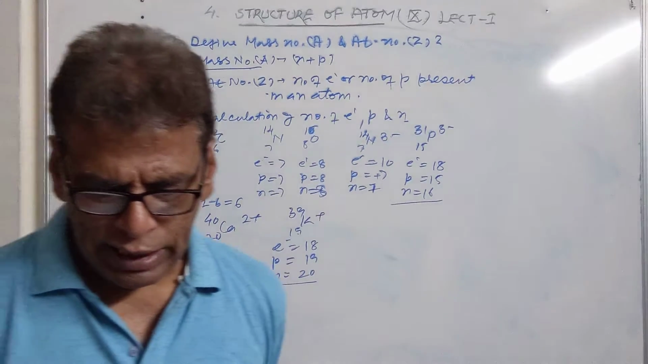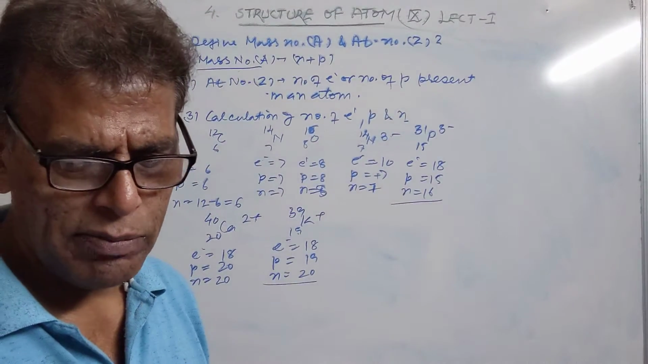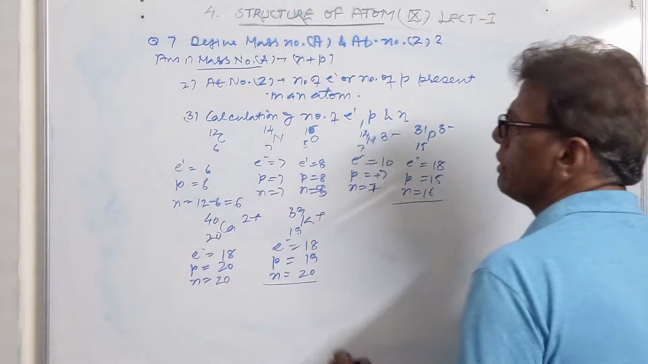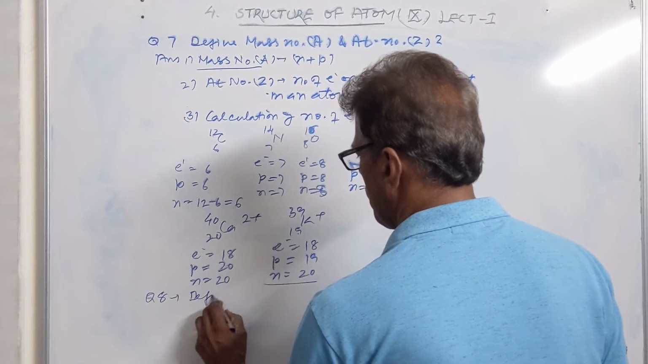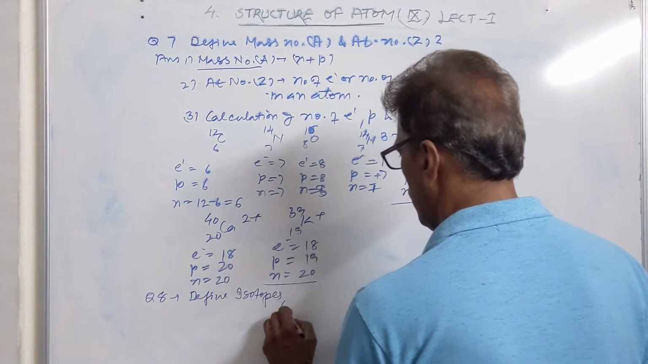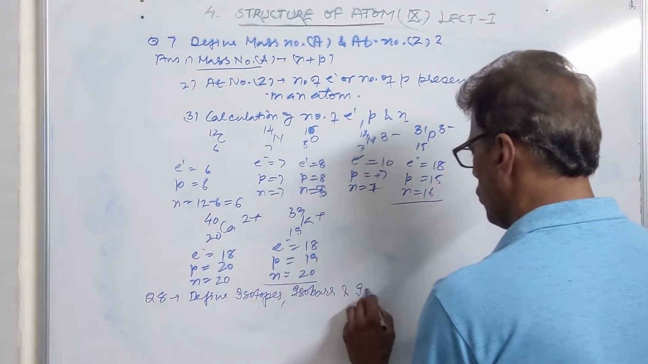Then we have valency. Valency we have already defined. Valency is defined as the combining capacity of the atom of an element. Then we have a few more definitions. Define isotopes, isobars and isotones.